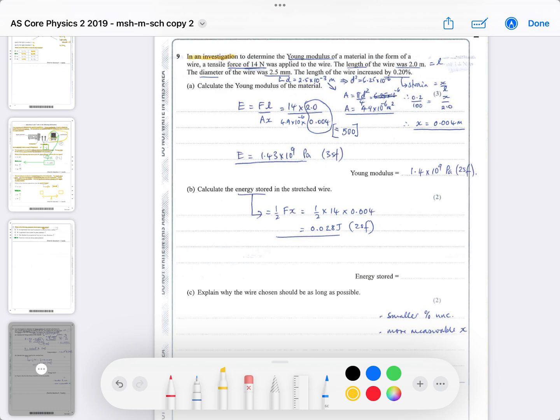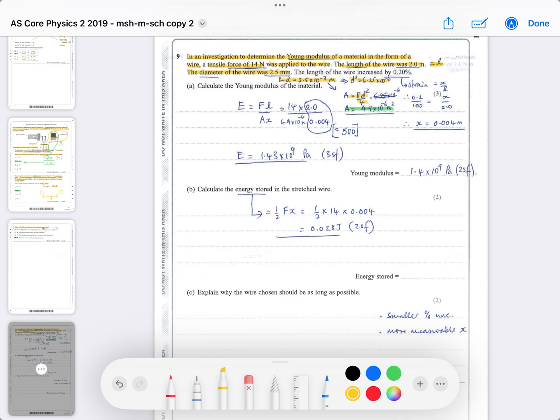Okay, so question 9 says, in an investigation to determine Young's modulus of a material in the form of a wire, which is normal, a tensile force of 14 newtons was applied to the wire. The length of the wire was 2.0 meters, so that's L. The diameter of the wire was 2.5 millimeters, so don't forget that diameter is 2.5 times 10 to the minus 3 meters, and that allows you to work out the area, because that will be pi d squared over 4, yeah? d squared would be 6.25 times 10 to the minus 6. So once you put the answer in, you can automatically get a mark for just working out the area as one of the unknowns that you need to determine.